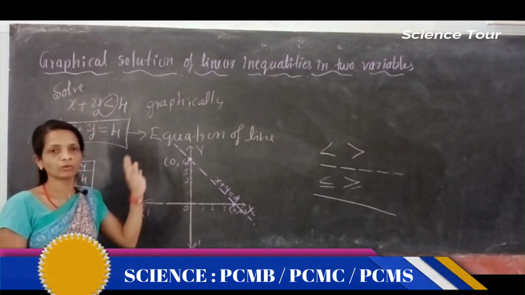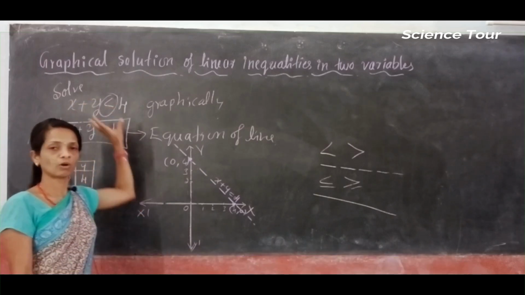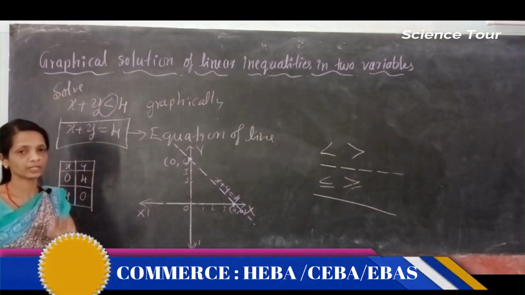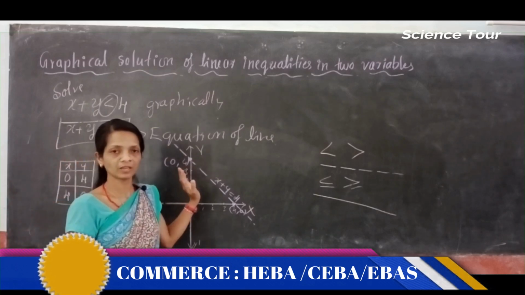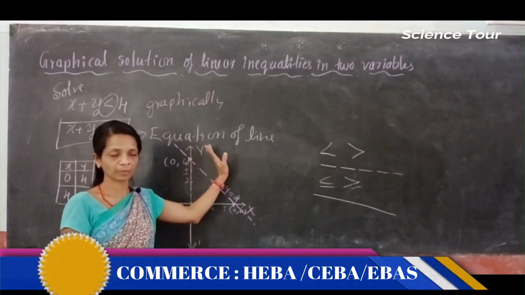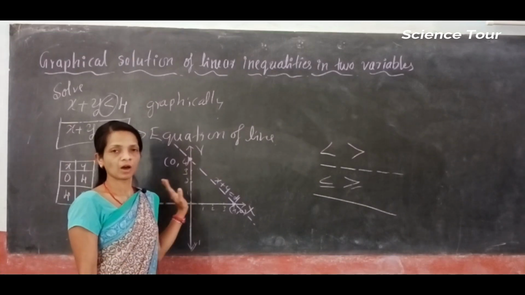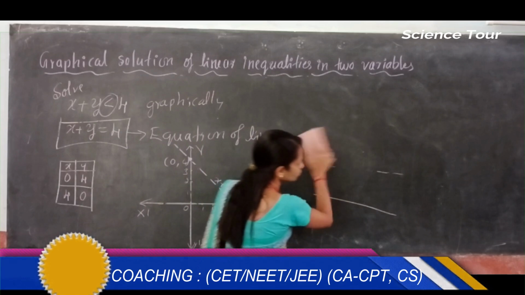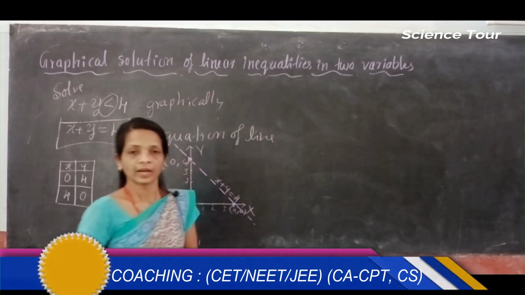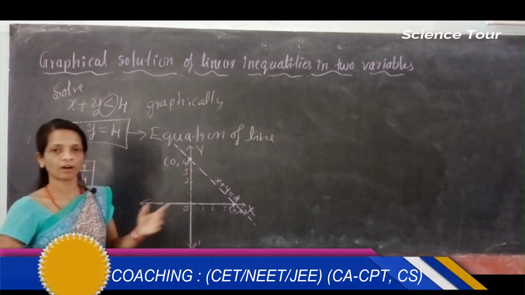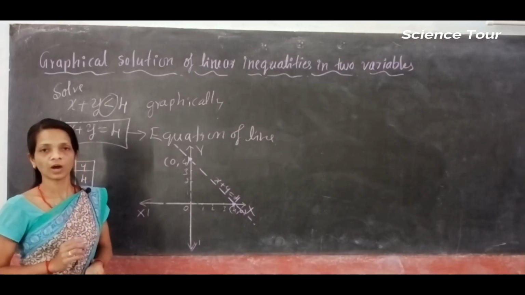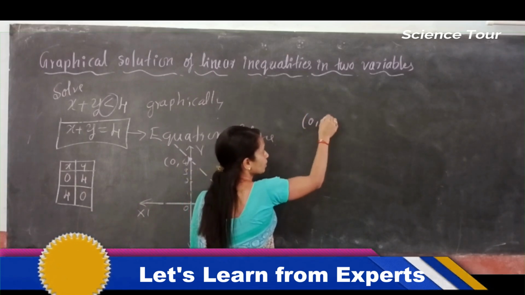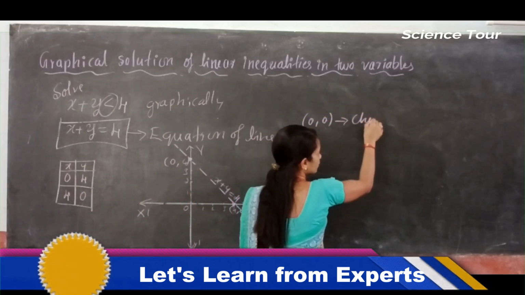Now we have to find the solution of this inequality. How to find it? I already said one half plane will be the solution region. You have the upper half plane and lower half plane. How to decide which half plane will be the solution region? For that you have to do something. To check which half plane is the solution region, you have to take one checking point. Usually we take the checking point 0, 0. This is the checking point.